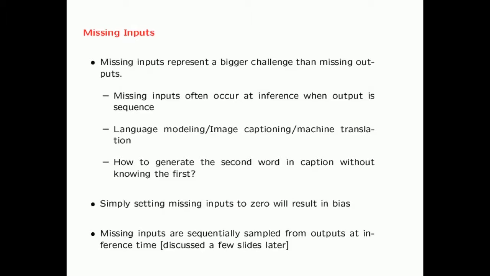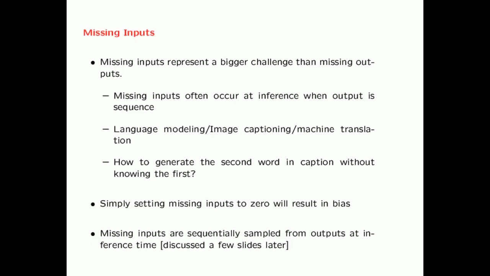As you saw in the previous slide, many applications might have either missing inputs or missing outputs. Missing inputs generally represent a bigger challenge than missing outputs. These missing inputs often occur at inference when the output is itself a sequence. Examples of these types of applications include language modeling, image captioning, and machine translation.